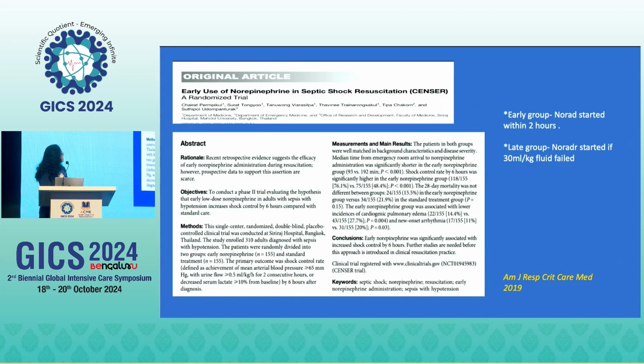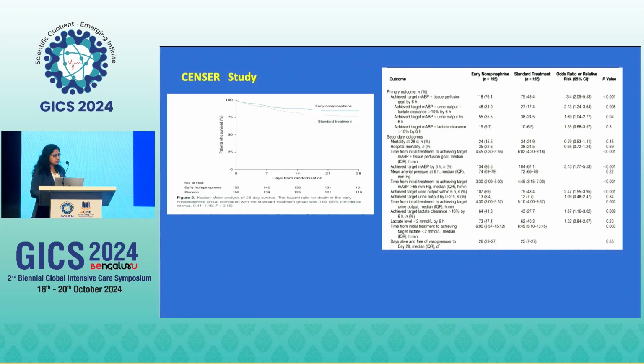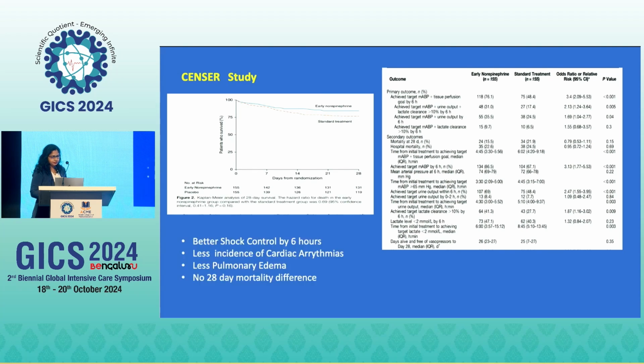The next is the SENSOR trial. Here in the early group, NORAD was started within 2 hours, almost parallel to fluid resuscitation, while in the late group, NORAD was started if BP was not able to be maintained after 30 ml per kg of fluid boluses. So what did they find in this case? That the shock resolution time was much less in the patients in the early group. So better shock control by 6 hours, less incidence of cardiac arrhythmias and less pulmonary edema, however, no 28-day mortality difference.